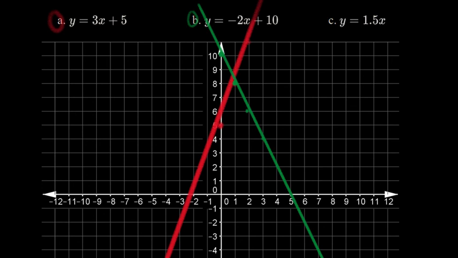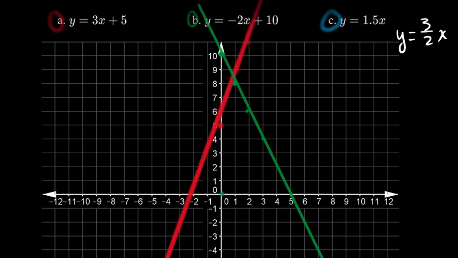And then the last one I have is y is equal to 1.5x. I'm going to rewrite that. I'm going to say y is equal to 3/2 x. It's easier for me to do the slope pattern with that fraction. And my y-intercept actually is 0 for that because there's no plus. You could say plus 0.